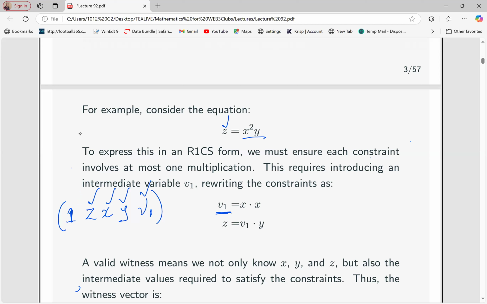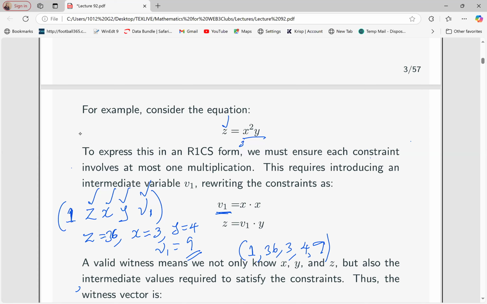So for instance, supposing this person can say that Z is 36. When he says Z is 36, then he should give us X. Maybe he can tell us that X is 3, Y is 4, and V1 is 9. So now our witness becomes 1, 36, 3, 4, then 9. So the person claimed to know Z.